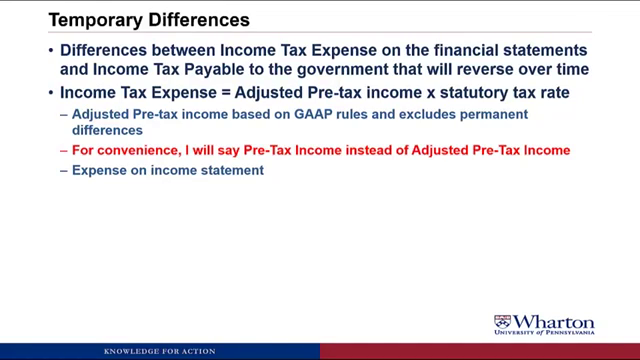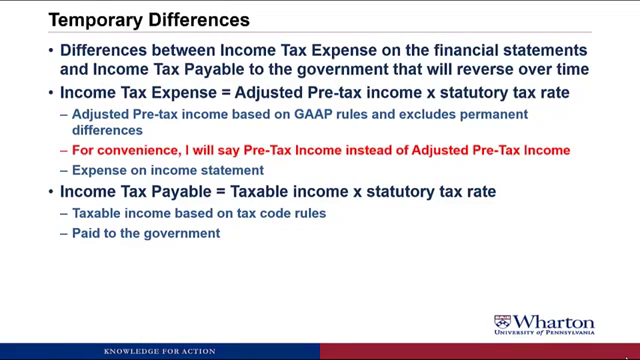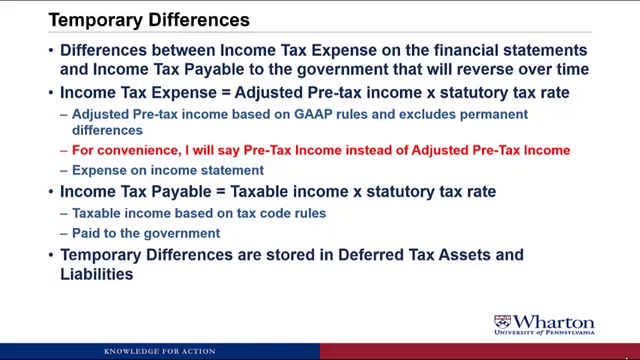This income tax expense is the expense that, of course, goes on the income statement. Income tax payable is going to be the taxable income times the statutory rate, where taxable income is what we calculate based on the tax code rule set by the government, and income tax payable will ultimately be the tax that we pay to the government. Now, income tax expense and income tax payable will almost never be the same because of these temporary differences. The temporary differences are going to be stored in the deferred tax assets and liabilities.